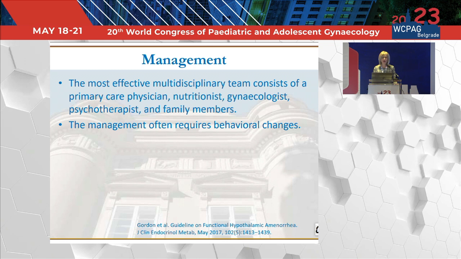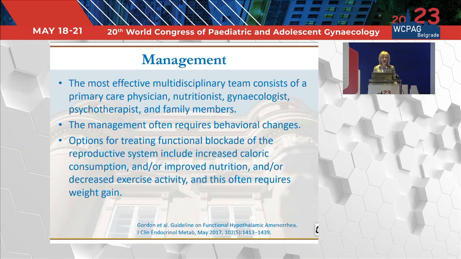And management often requires behavioral changes, and it is very difficult for adolescents. Such adolescents are perfectionists. They learn a lot, they know a lot from the internet, and they want to be perfect in all her life, so it is the best student in the school. And we really need to negotiate with such patients about their behavioral changes, and it is really very difficult. And options for treating the functional blockade of reproductive function, first of all, increase caloric consumption, to improve nutrition, to decrease exercise activity, because we require weight gain.